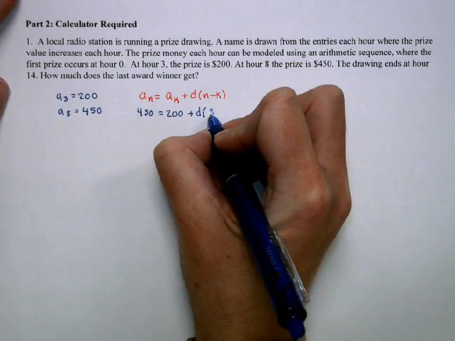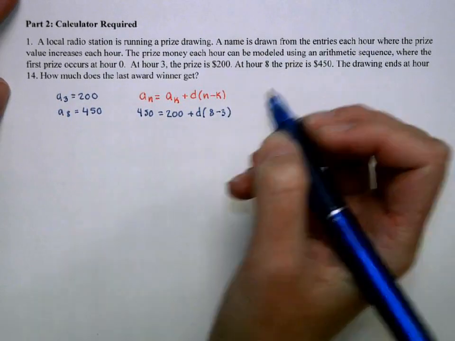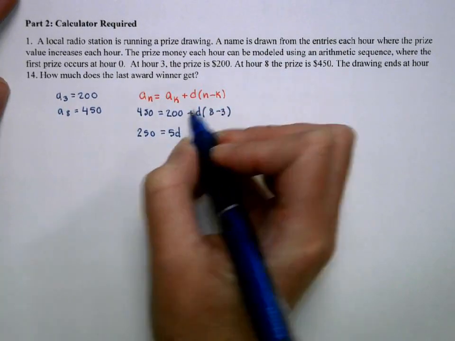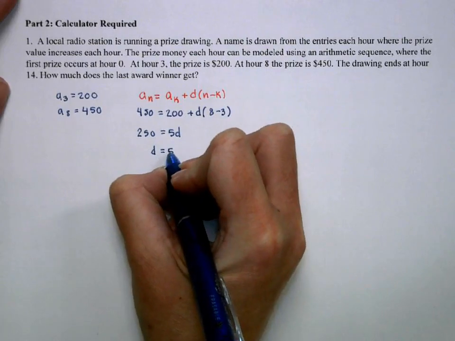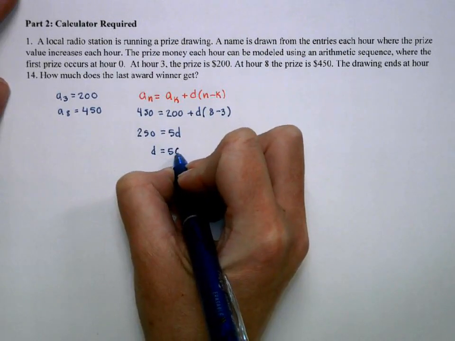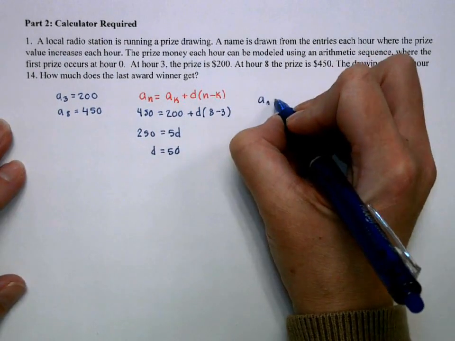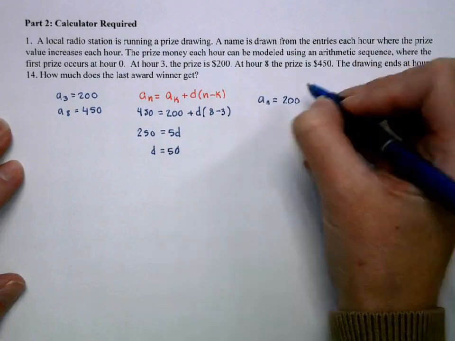So my d is 50. Okay, then I can plug that in to get my general equation. And then plug in 14.